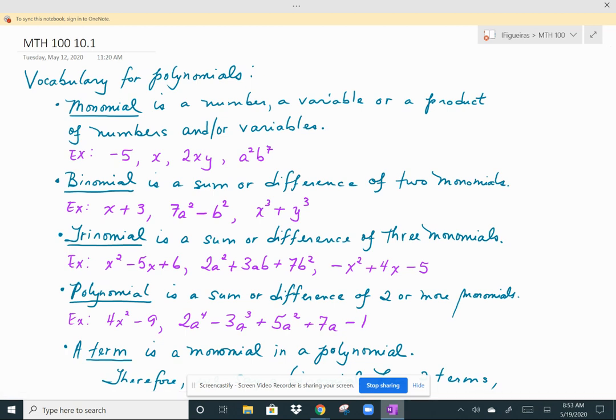Hi, this lesson is about adding and subtracting polynomials. But first we need to learn some vocabulary regarding polynomials. So our first term is a monomial.